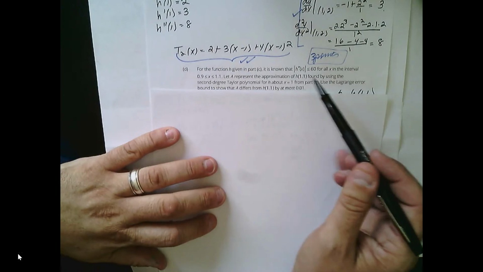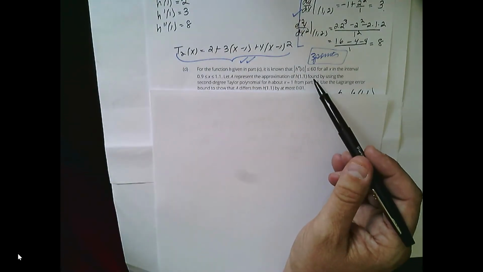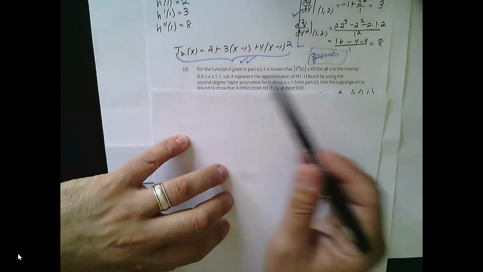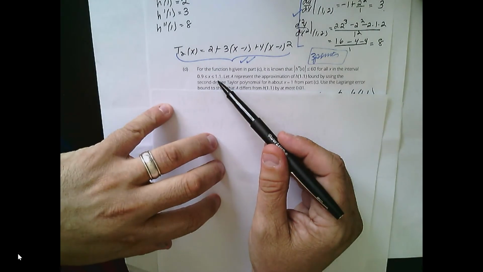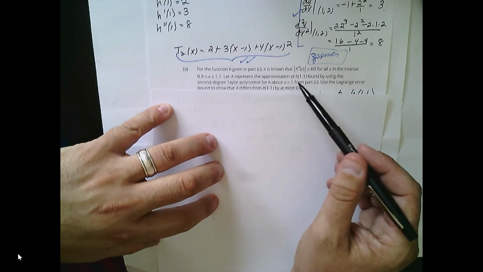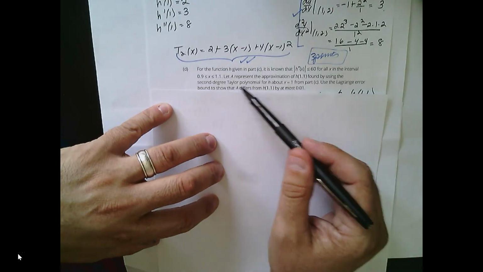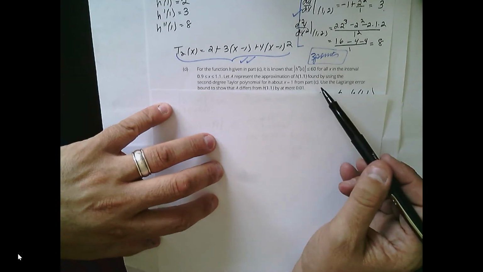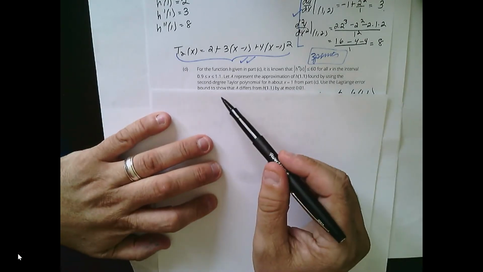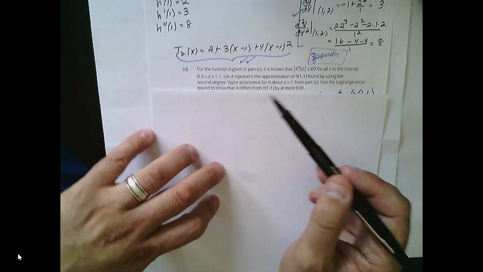For the function h given in part C, it is known that the absolute value of h triple prime of x is less than or equal to 60 for all x in the interval 0.9 less than or equal to x less than or equal to 1.1. Let A represent the approximation of h of 1.1 found by using the second degree Taylor polynomial for h about x equals 1 from part C. Use the Lagrange error bound to show that A differs from h of 1.1 by at most 0.01.